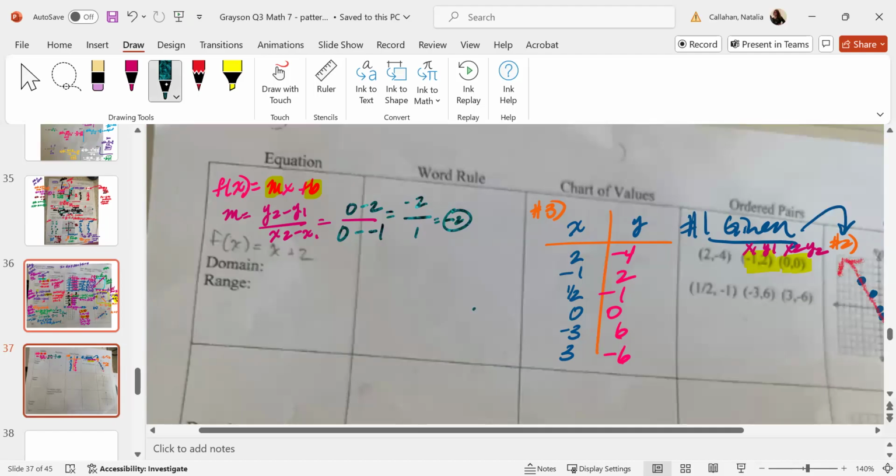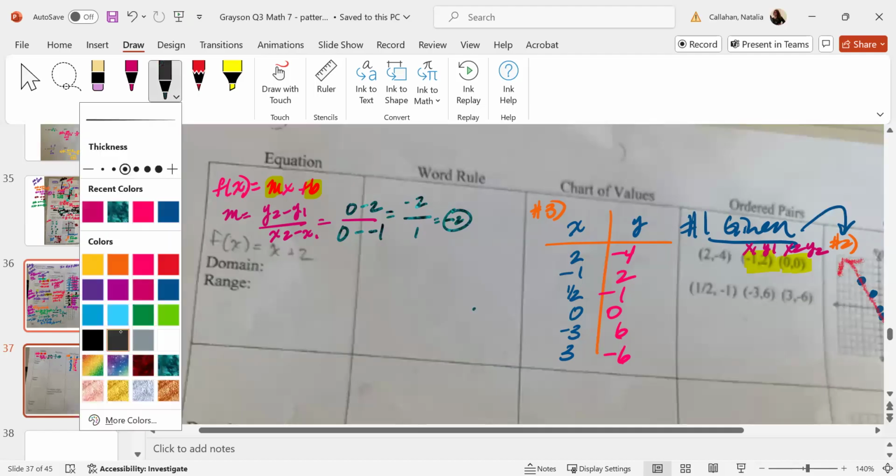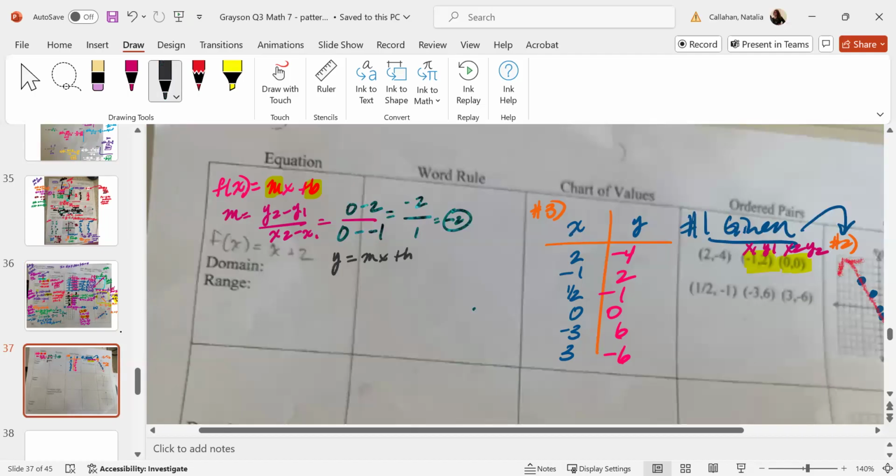What do we need to find next? No, that's not your equation. You got the m. What else do you need?